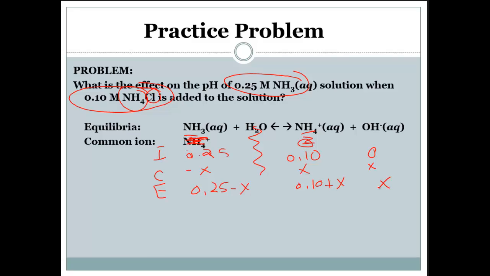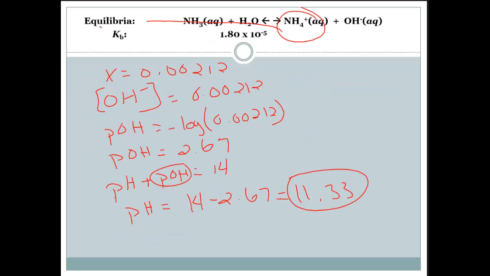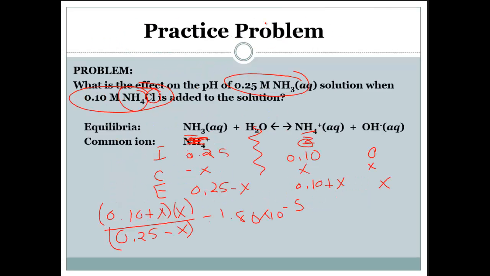We're going to set up this equilibrium to the equilibrium constant of NH3. So the products over the reactants, 0.10 plus X times X over the reactants of 0.25 minus X is all equal to the equilibrium constant of 1.8 times 10 to the negative 5. If you don't know where I got that number from, it was the equilibrium constant of NH3 from the previous question.